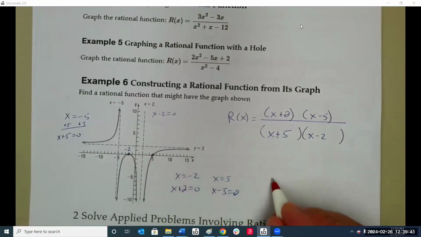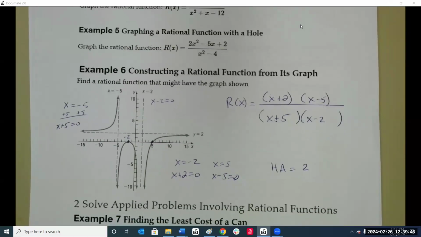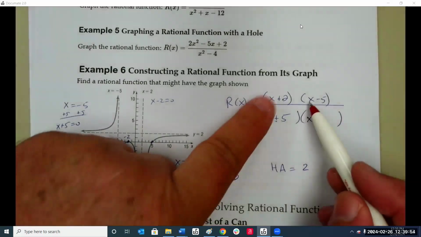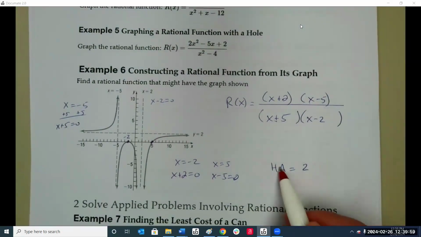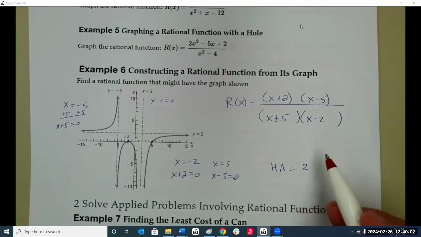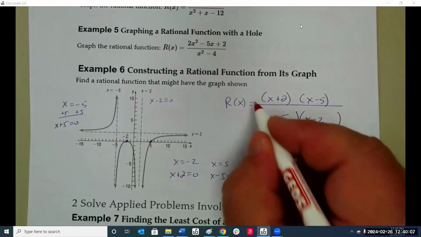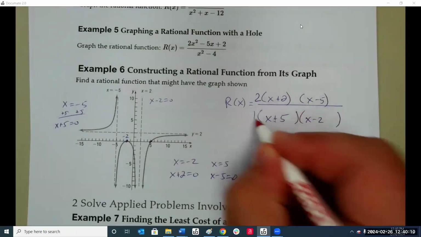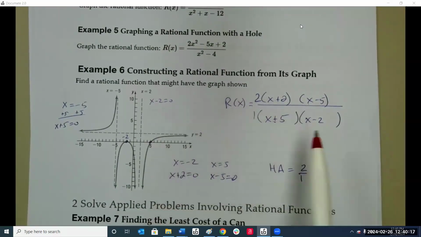How do we figure out the horizontal asymptote? How do we get the horizontal asymptote to equal 2? The degrees have to be what to have a horizontal asymptote of 2? Has to be the same. Well, this is x times x, which is x squared, on the top, and x squared on the bottom. So that means the horizontal asymptote has to be just the coefficients, which are 2/1. That means we have to have a 2 on top and there's a 1 down there. So those are our equations. That's how we constructed the rational function.